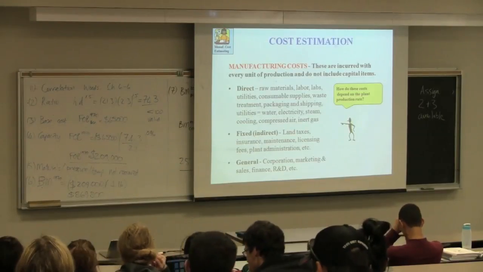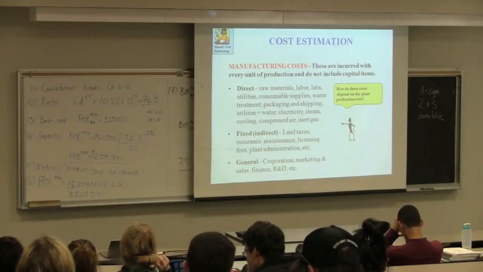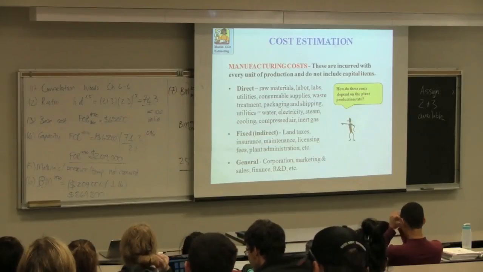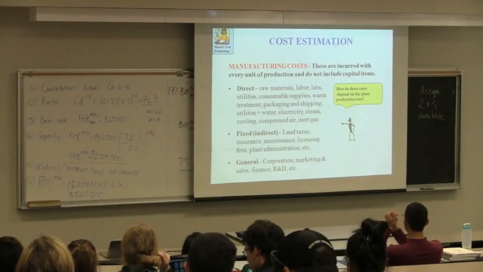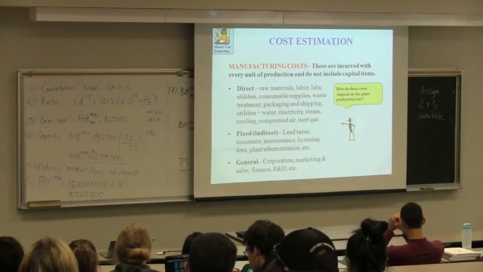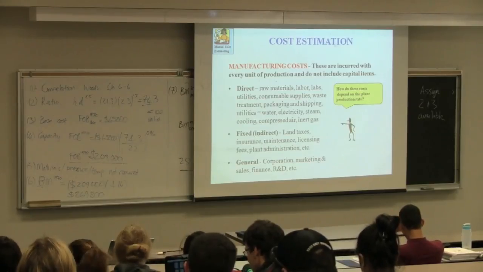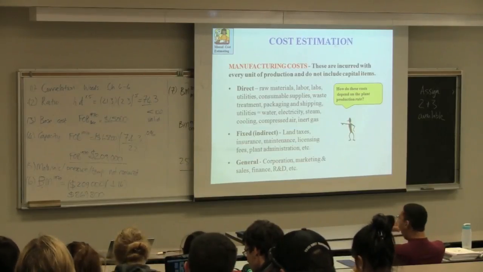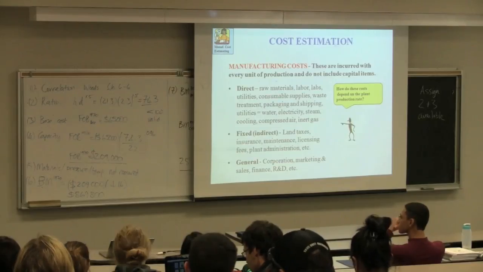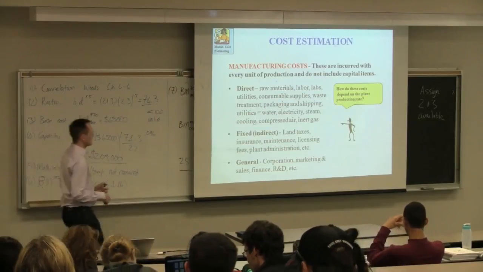These are costs like salaries for labor, costs for utilities, for your raw materials. We've always just been given these numbers, but they're not given like that to us in practice. So they're estimated based on how much product we produce. So we break it into three parts.